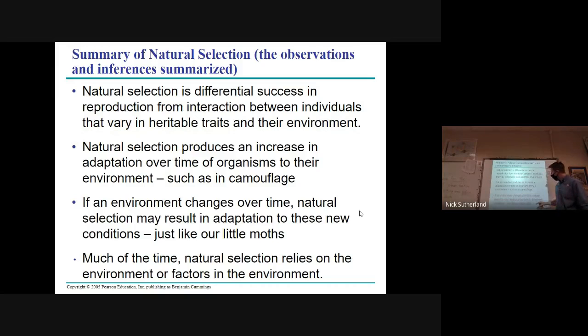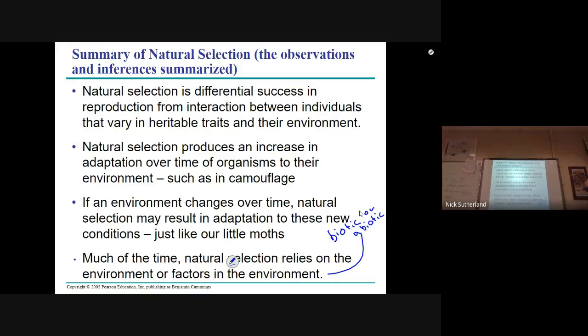If an environment changes over time, natural selection may result in adaptation to these new conditions. Just like the moths that we just played around with. The Industrial Revolution changed things really, really quickly. As a result, the population changed pretty quickly. Okay, certain things got eaten at a higher rate, and then the ones that were left over got to reproduce more. Much of the time, natural selection relies on the environment or factors in the environment. That's one thing you have to understand. Now, these factors in the environment could be biotic or abiotic.